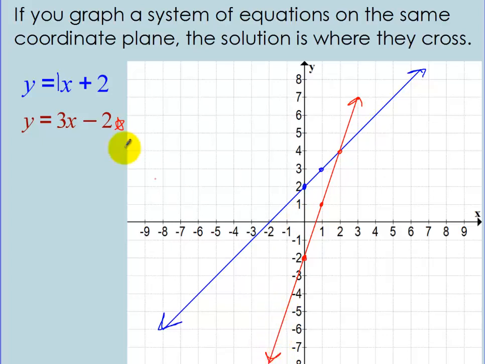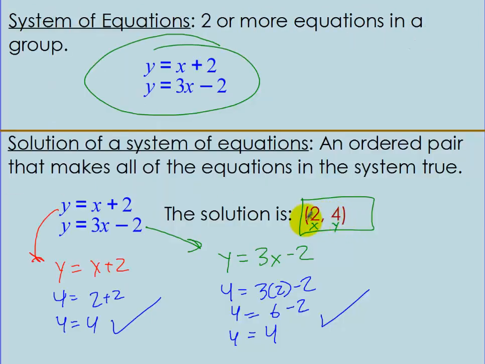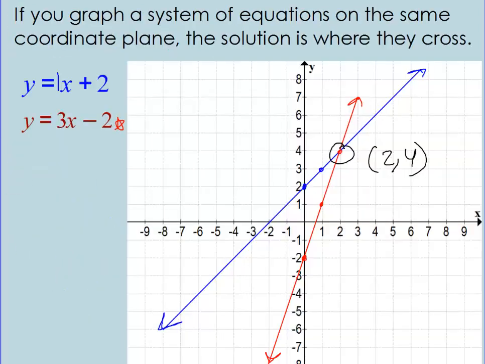So my solution to this system is where they cross. And they cross at that one point you can probably see right here. What are the coordinates of that point? Look, it's 2, 4. And you know what? That's the same thing we got when we plugged it in. 2, 4, and they both checked out. So it's cool how it matches. That's what it's supposed to do, as long as you graph it straight.